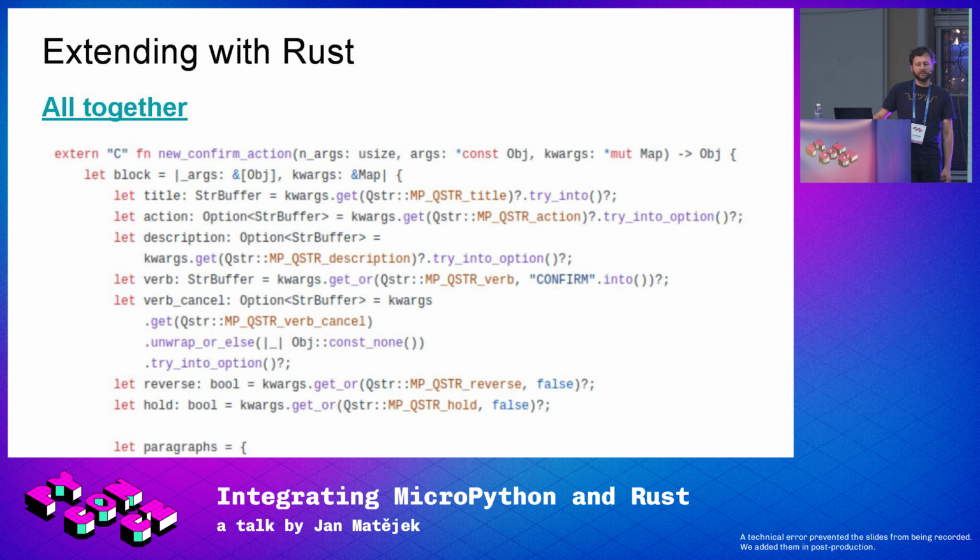Now, let's talk about memory safety. The problem is that MicroPython is using a garbage collector. Rust does not like that. Rust has a strong memory ownership. If you own a thing, then no one else should be able to touch it, and the garbage collector does not want to guarantee this.